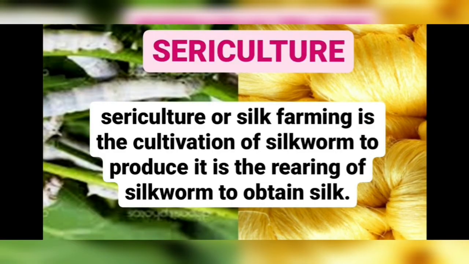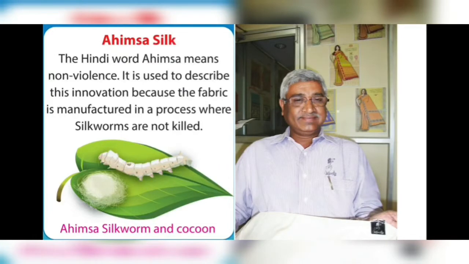Sericulture or silk farming is the cultivation of silkworm to produce silk. It is the rearing of the silkworms to obtain silk. Ahimsa silk is also known as peace silk.